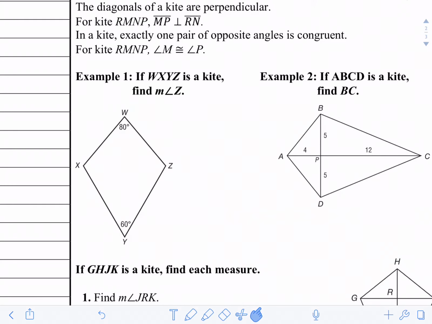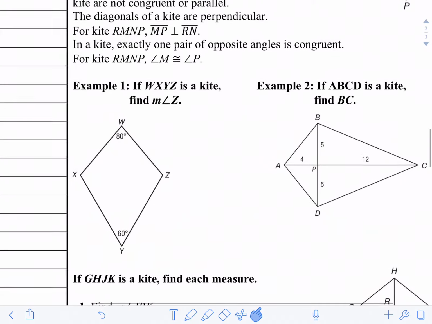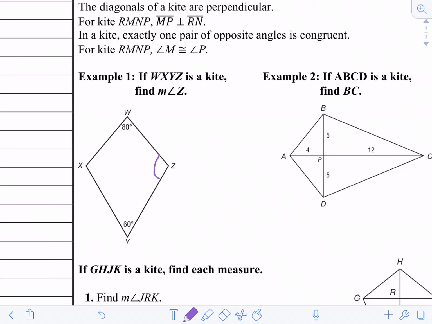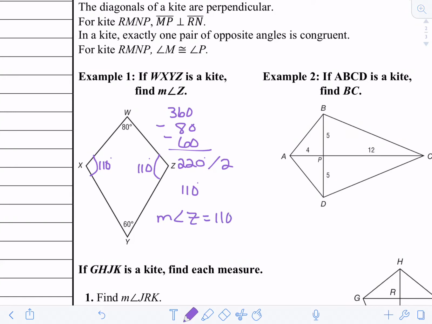So here we go. If WXYZ is a kite, find the measure of Z. Okay, so here's what you need to know. In a kite, these opposite angles are congruent. There is 360 degrees in a quadrilateral, so if I take out the 80 and take out the 60 that is already being used, I'm left with 220 degrees. Since I know that these angles are congruent, you just divide it by 2 and you will have 110 degrees left to split evenly amongst these two angles. So the measure of angle Z would be equal to 110 degrees.